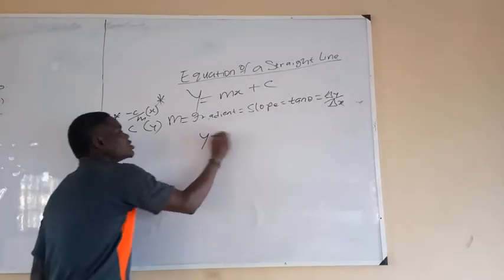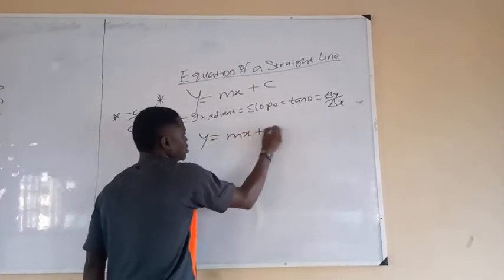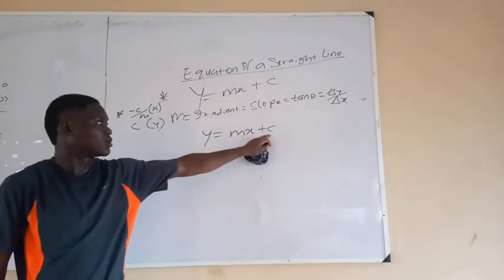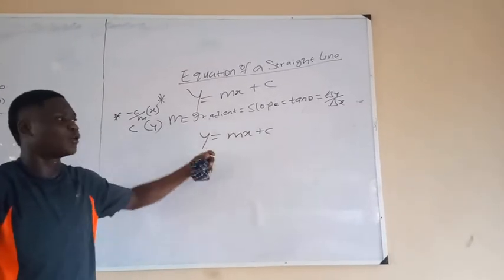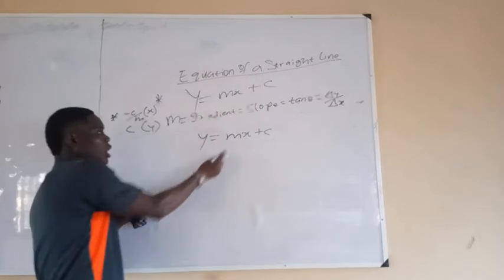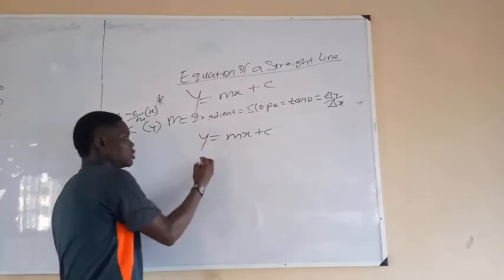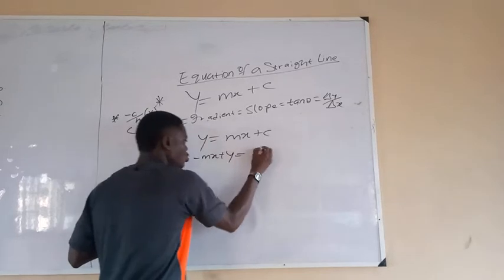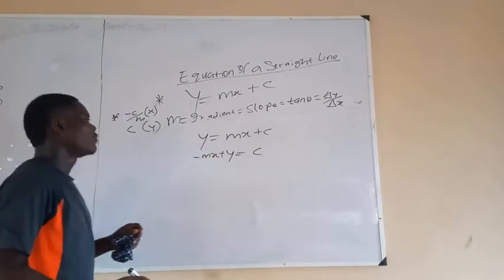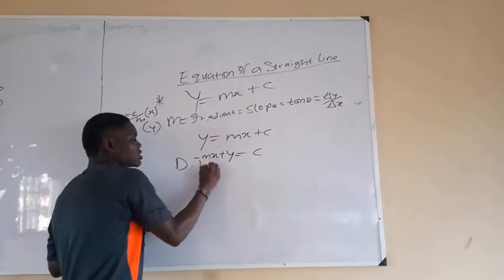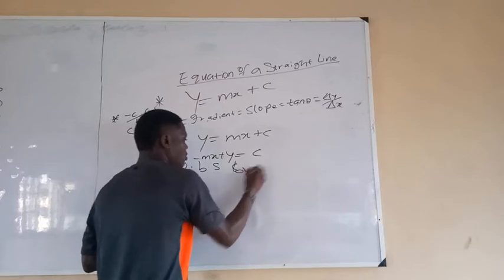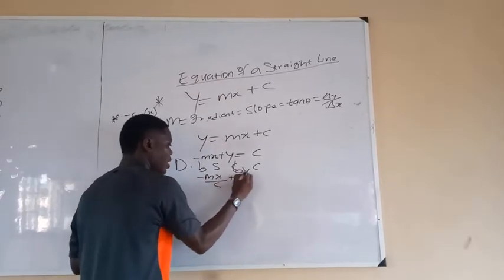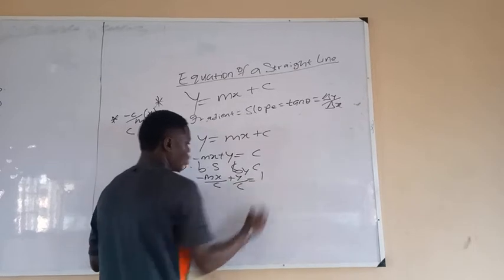Now, if we have y is equal to mx plus c, I want to make the x and y variables stand on one side. I will have to take this mx to the other side such that I will have minus mx plus y is equal to c. If I divide both sides by c, I will be left with minus mx over c plus y over c is equal to 1.